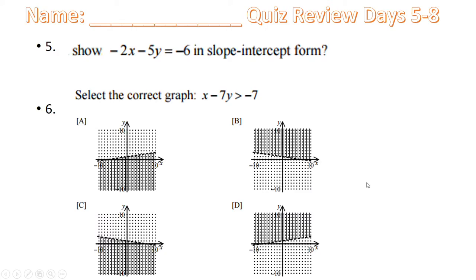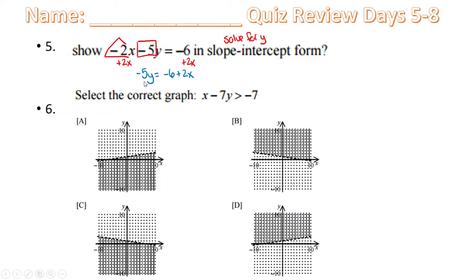Number 5. Number 5, we have to solve for y. So anytime we need to solve, that's where we use our rectangle triangle. And our triangle in this case is going to be -2x. So we're going to do +2x on both sides of the equation. We're going to have to put these side by side because they're not like terms. So negative 6 plus 2x side by side.